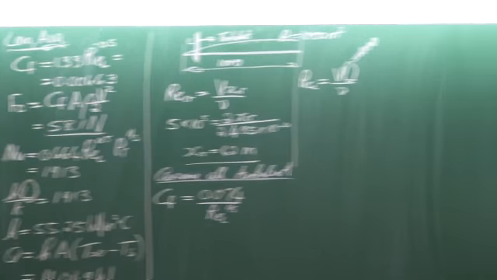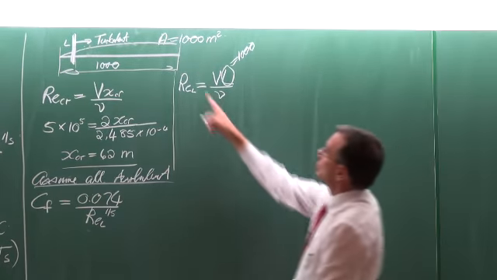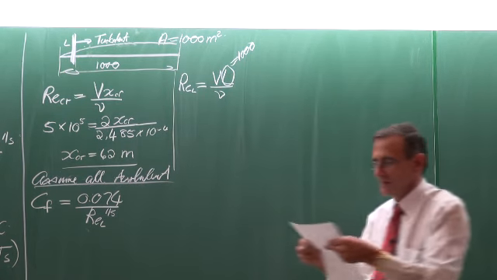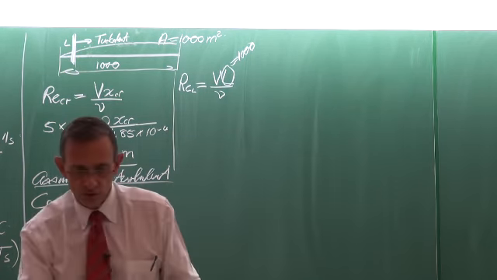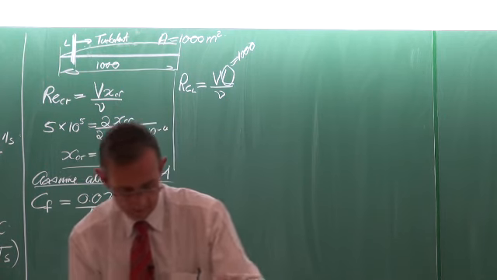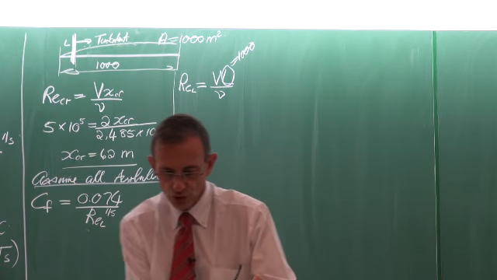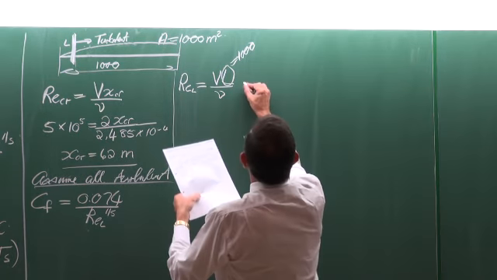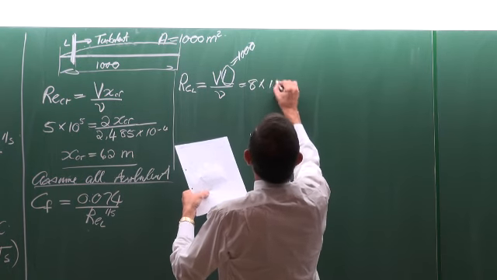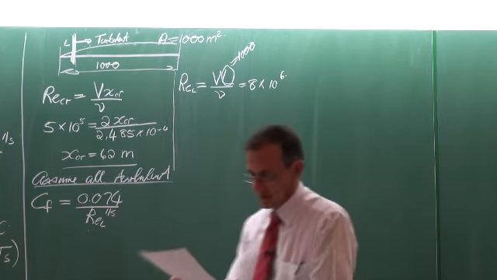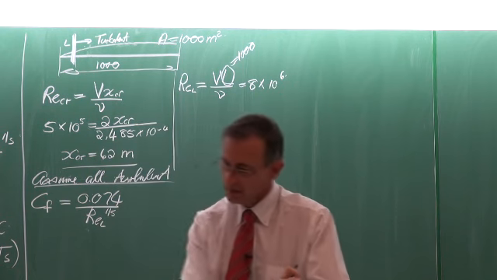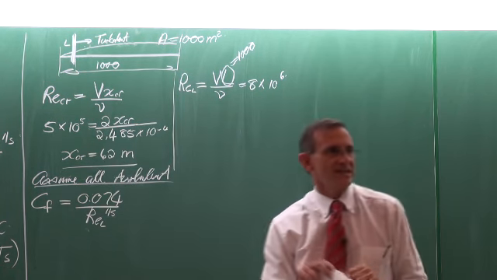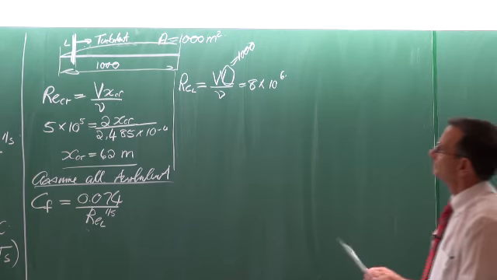Okay, L is 1,000 now. We want to know what is the Reynolds number based on the length of the plate. And if you do that, it is equal to 8 million. Okay, 8 million. And it is just smaller than the boundary condition up to 10 to the 7. So it is valid. Okay.